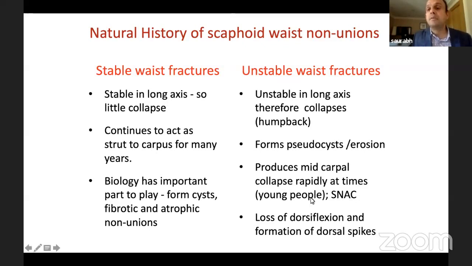Other thing to remember, scaphoid is a different kettle of fish in very young people. Sometimes I'll see 13, 14, 15 year olds with scaphoid fractures. These are the ones you have to watch very carefully, in the sense that if left untreated, not given a plaster, they can collapse and go into humpbacks. And then of course, if a humpback happens, dorsal spurs, osteophytes and spikes will form, which will give you impingement on extension. Again, I'll show you in the next slide what it means.